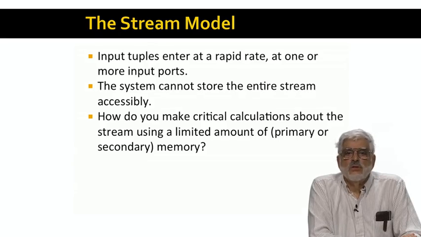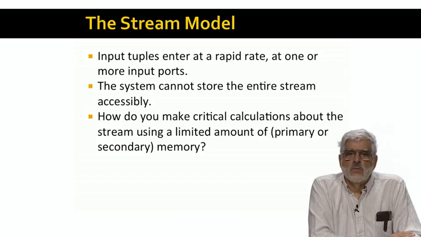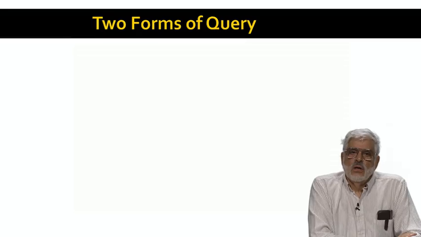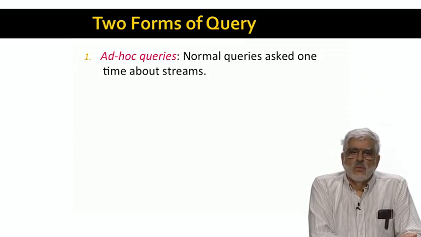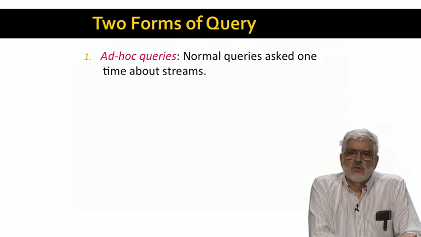As a result, the interesting algorithms for data streams are generally methods that use a limited amount of storage, perhaps only main memory, and still enable us to answer important queries about the content of the stream. Streams can be queried in two modes. The first is similar to the way we query a database system. You ask a query once and expect an answer about the state of the system at the time you ask the query.